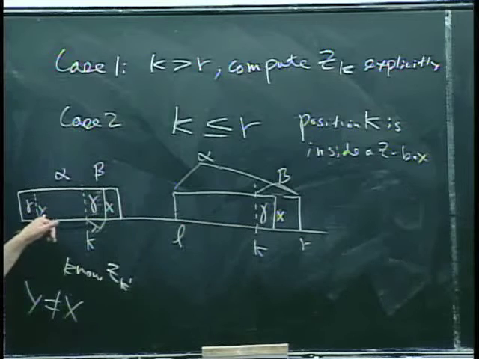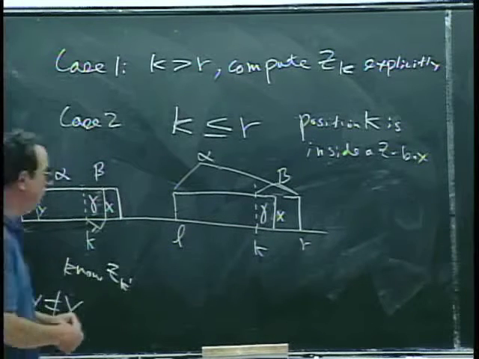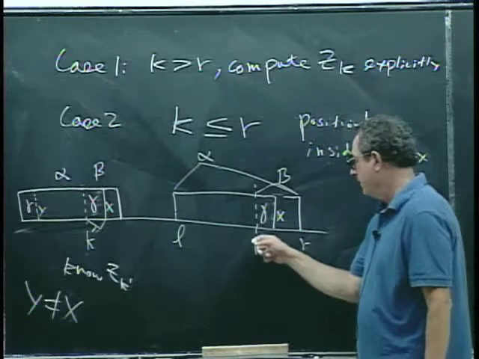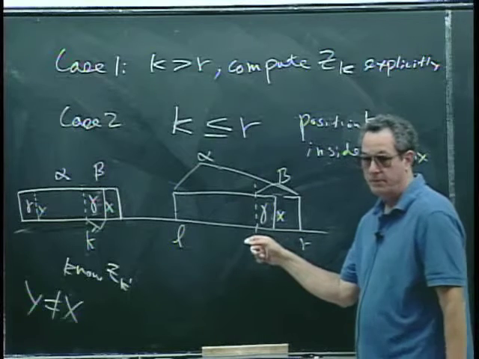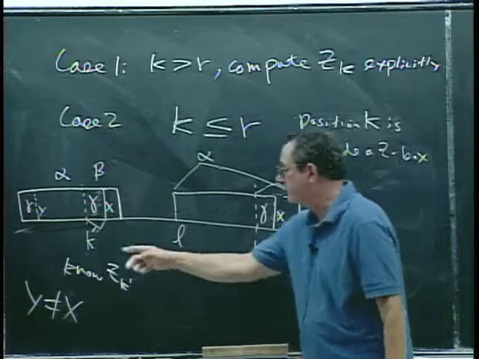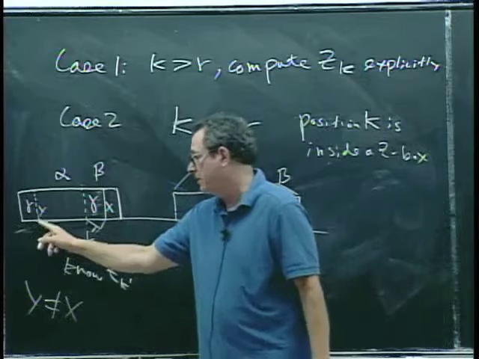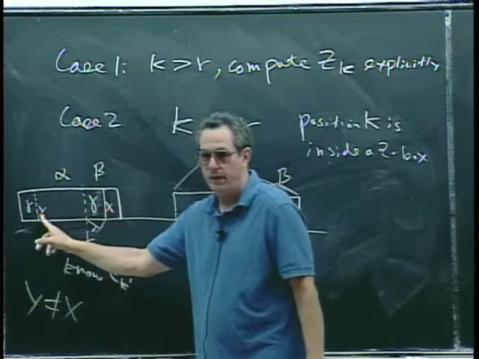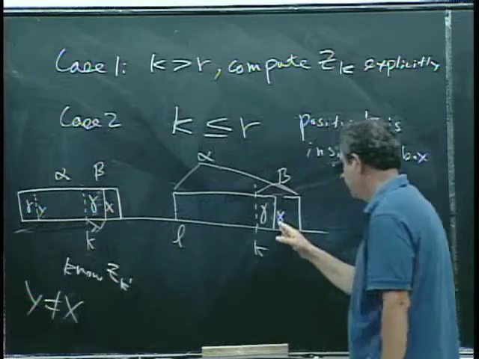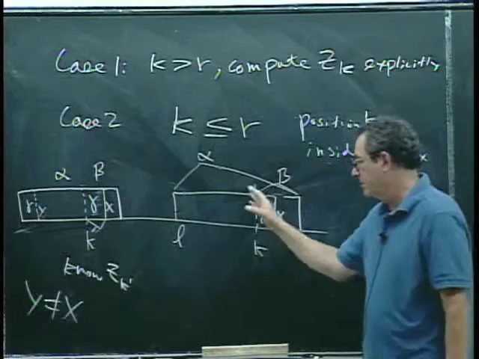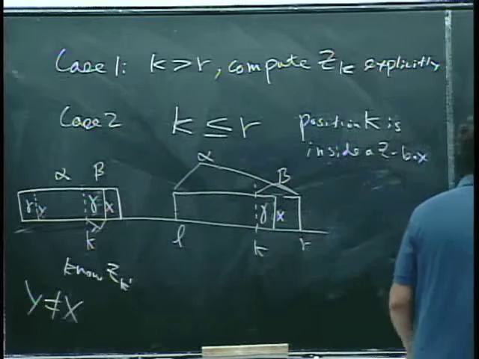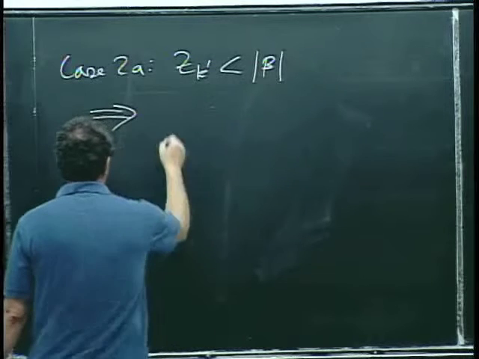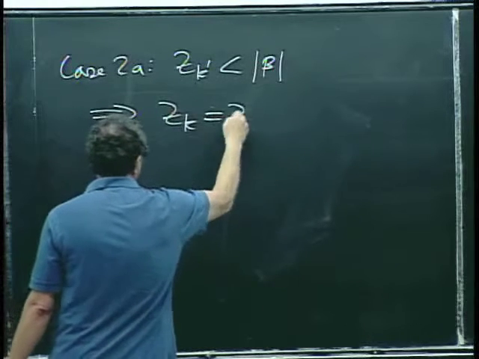And since that's x and this is y, where y is not equal to x, what we can see by this picture is that starting at K, there is a substring, namely gamma, that starts at K and matches a prefix, but the next character over, those two characters do not match, because the next character over here is y, where y is not equal to x, and the next character over here is x. So this line of deduction shows us that in case 2a, when Z K prime is less than the length of beta, then Z K is equal to Z K prime.